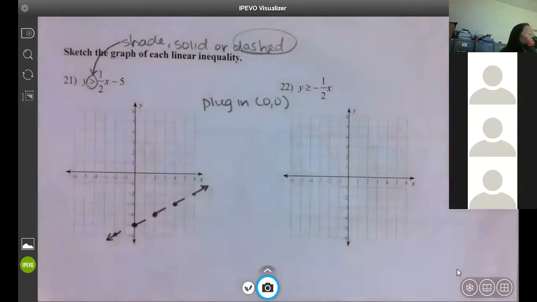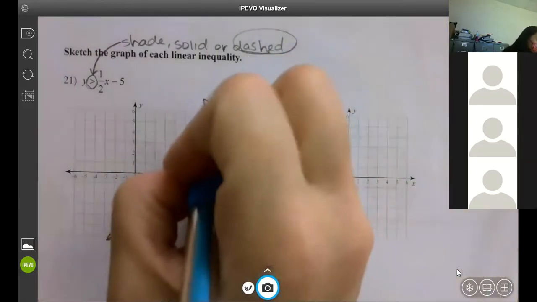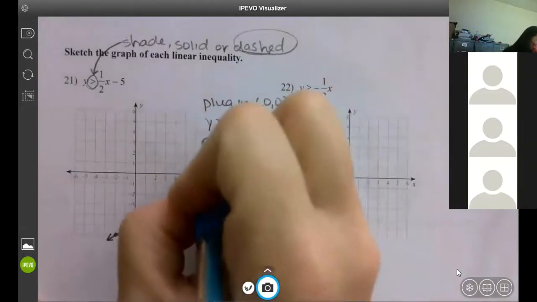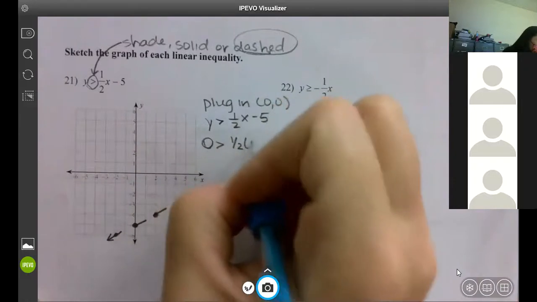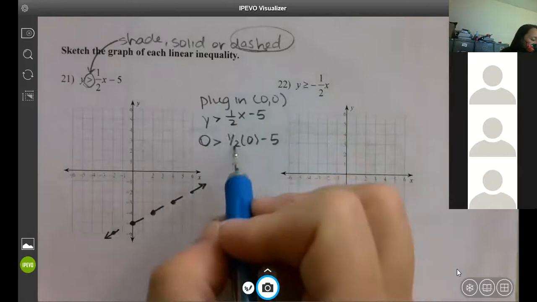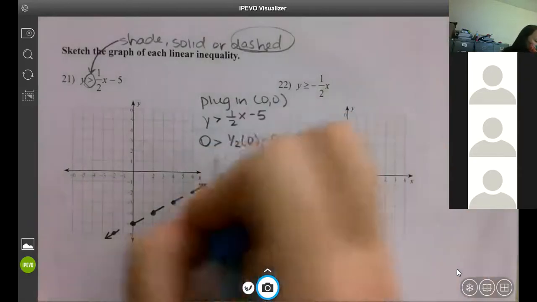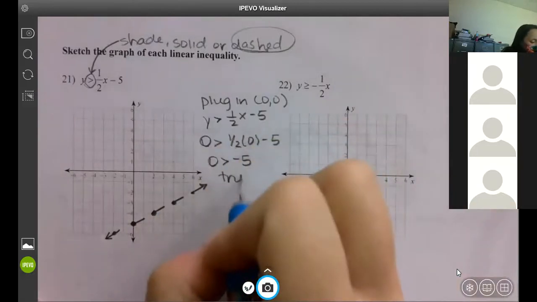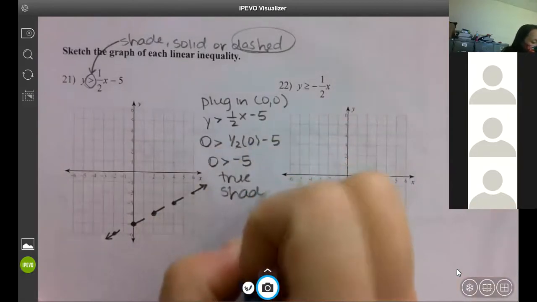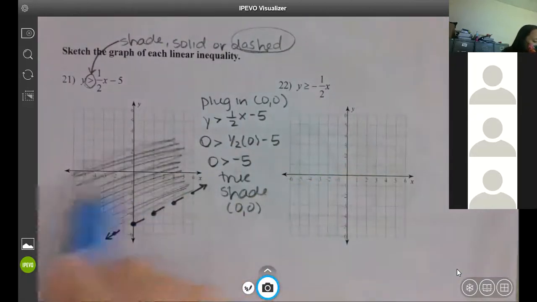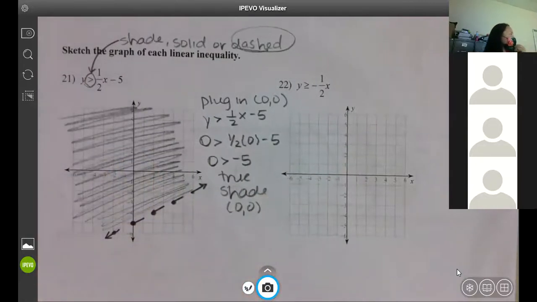Again, because my graph does not go through it. If it went through it, I couldn't choose 0, 0. I'd have to choose something else. I'm going to plug that into our inequality. So I get 0 is greater than 1/2 times 0 minus 5. What's 1/2 times 0? 0. Minus 5. -5. Is 0 greater than -5? Yes. So we shade 0, 0. 0, 0 is over here. That's it. That's all you do.